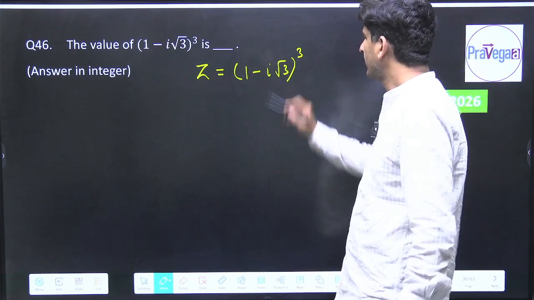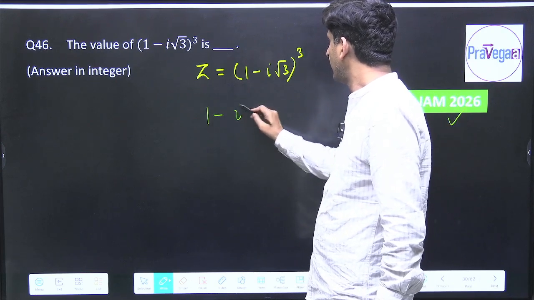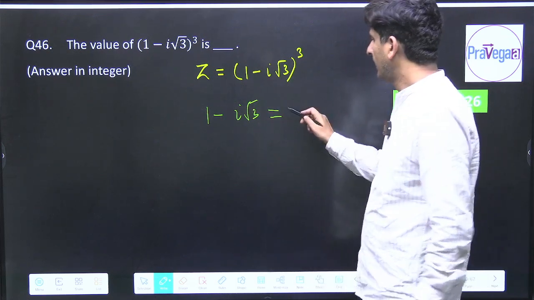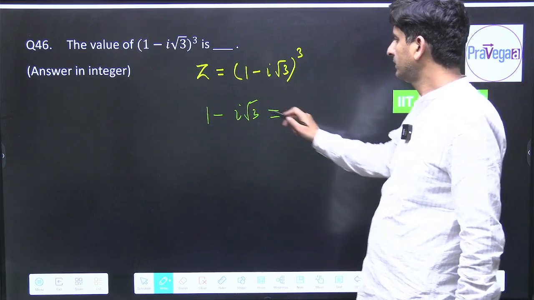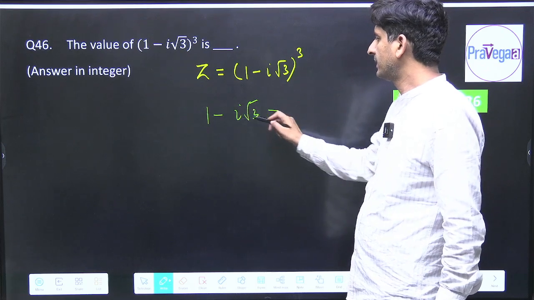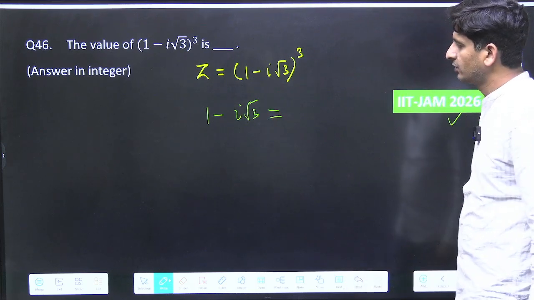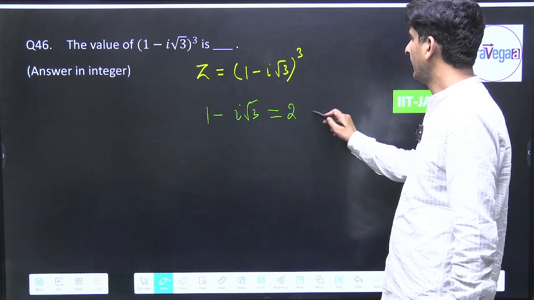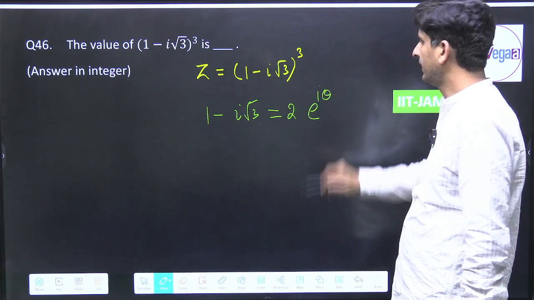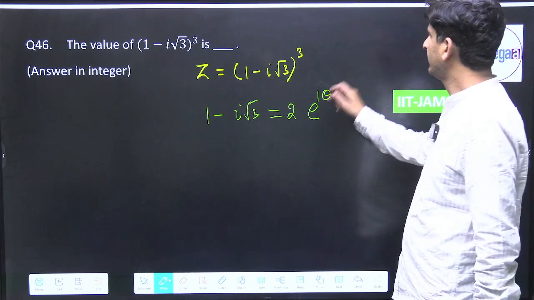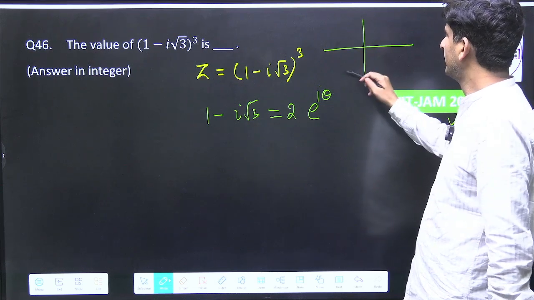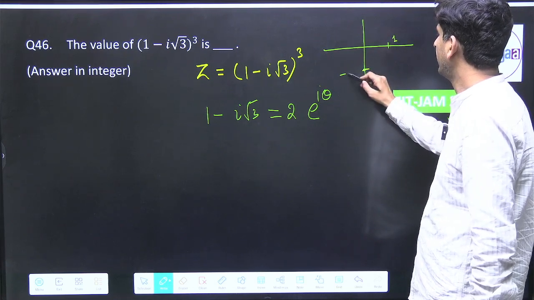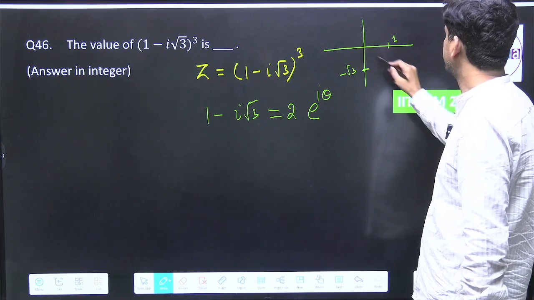Now see this number inside, 1 minus iota root 3. This can be written in the polar form, and what will be the modulus? Under root 1 square plus minus root 3 square, so that will become under root 4, and that is 2. So 2 and e to the power i theta, something like this. Now let us calculate this theta as a principal argument. So your number is like 1 here and minus root 3 here. So your point is here.